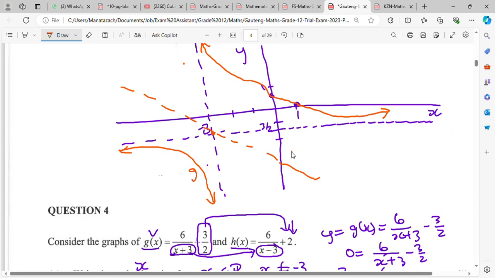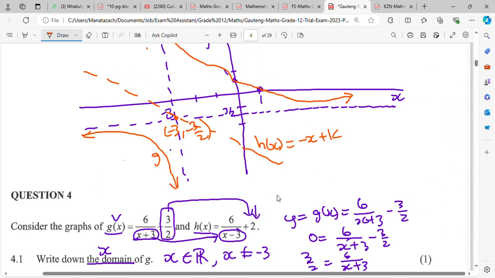So this is the graph. h of x is minus x plus k. So let's work out the value of k. You realize that this graph is passing through minus 3 and minus 3 over 2. So we'll use that point to work out the value of k. So y is minus 3 over 2 according to that point, and then x is minus 3. So let's just replace x by minus 3, then you have plus k.